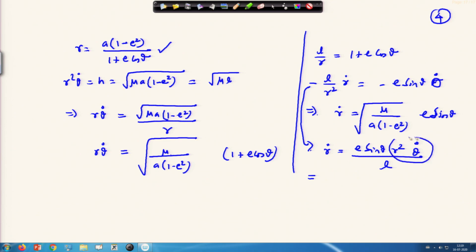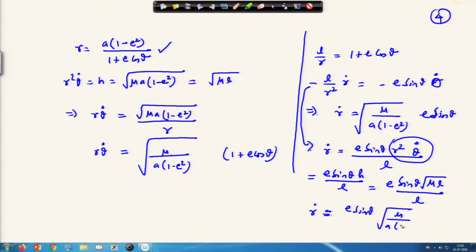r square theta dot, this quantity is h. So, this is e sin theta h divided by L, and h is mu times L under root. So, e sin theta, and finally you can get to the format r dot equal to e sin theta times mu by a times 1 minus e square under root. As you can see from this, L equals a times 1 minus e square. So, it is immediately visible.